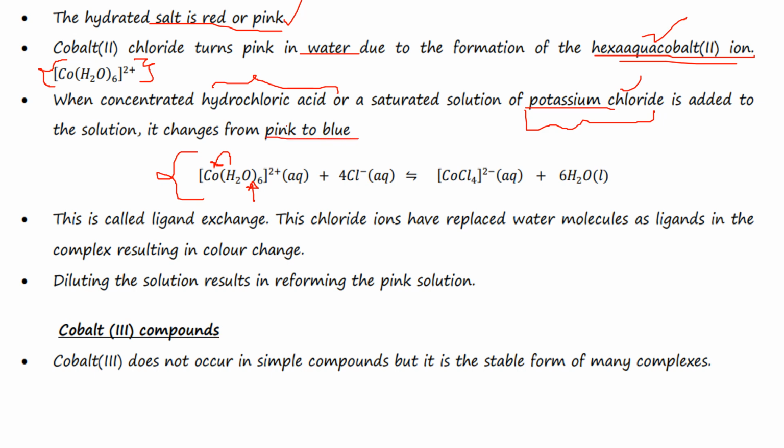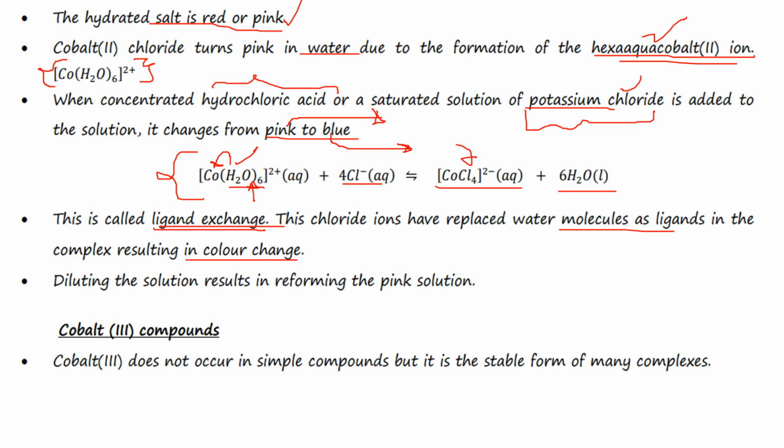So note that whenever cobalt is hydrated in solution, that solution is going to appear pink, and whenever it's not hydrated, or it's a complex of another form other than water, it's going to appear blue, and that's mainly chloride. So the chloride ions from either hydrochloric acid or potassium chloride replace the water molecules, giving us a complex together with water. And this is called ligand exchange, whereby one ligand is replaced by another ligand. So that's a method which is called ligand exchange. So these chloride ions have replaced the water molecules as ligands in the complex, resulting in the color change.